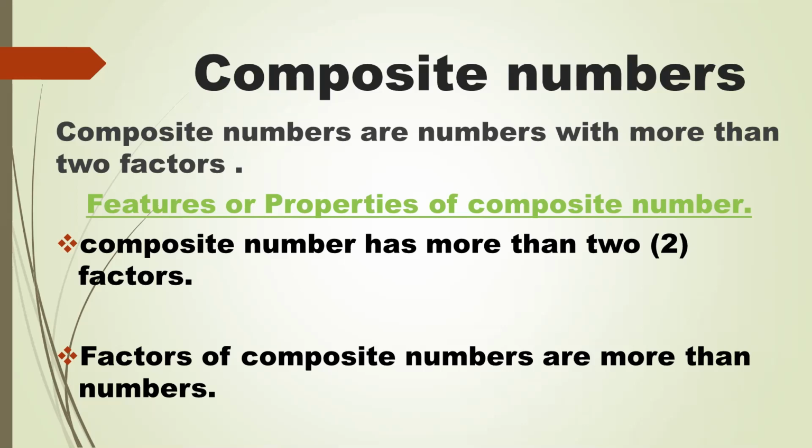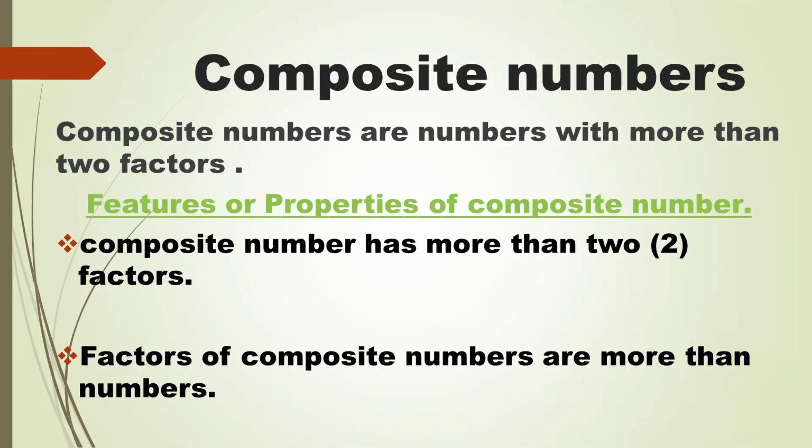But here, composite numbers are numbers with more than two factors. If the numbers that can divide a given number are more than two, then that number is a composite number. Unlike prime numbers, which have exactly two factors, one and itself, composite numbers have more than two.